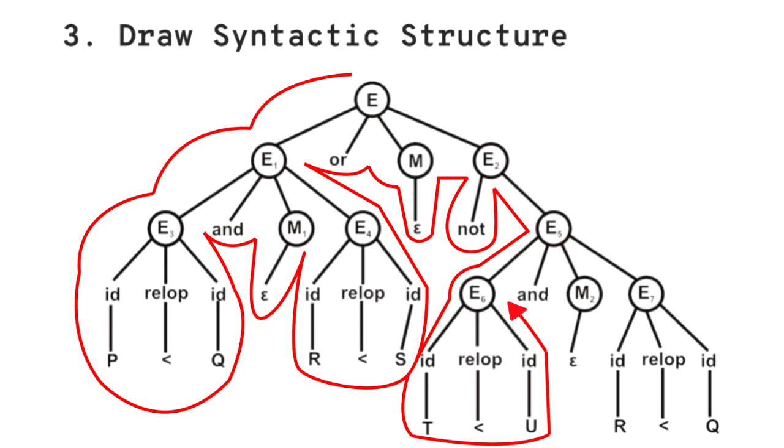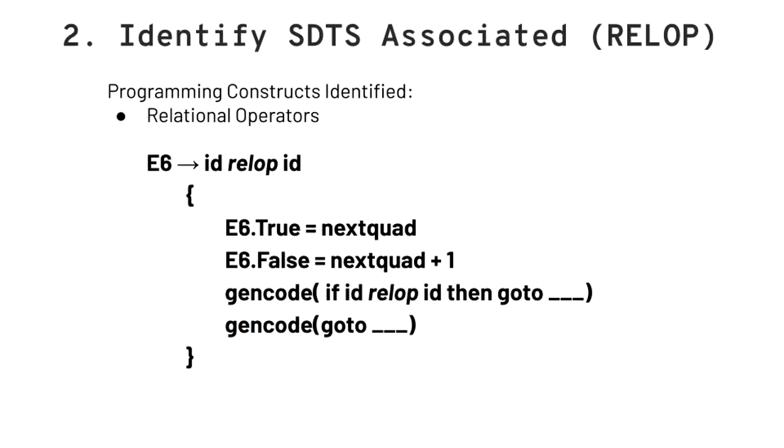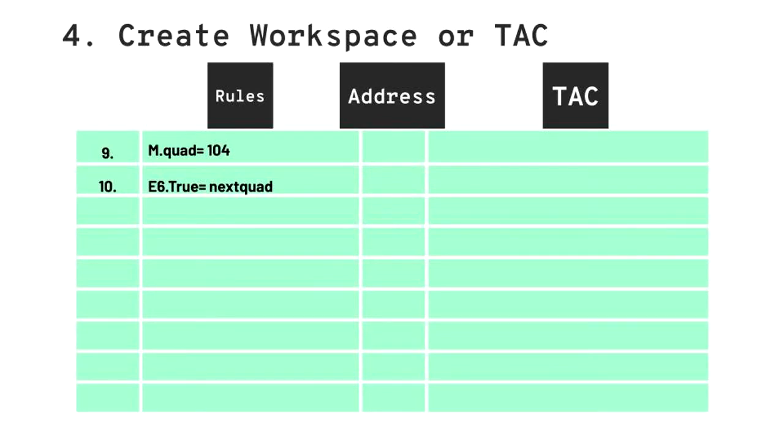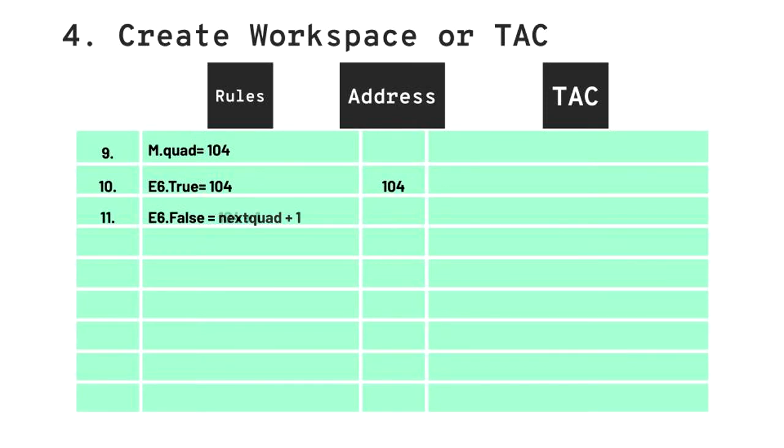Its first child is node E6 with relational operator construct. These are the syntactic rules associated with it. Here E6 is t less than u. If it is true, then we have to perform next quad. Therefore E6.true equals to next quad and the latest next quad is 104. The next condition is E6.false equals to next quad plus 1. The recent address is 104, that is next quad. So next quad plus 1 will be 105.